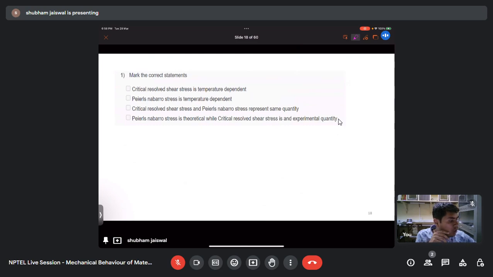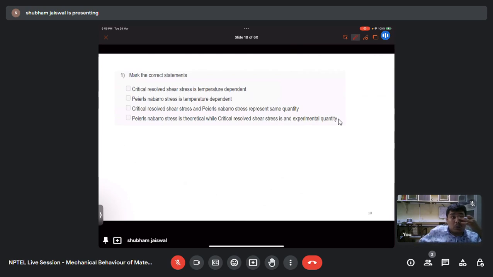So here we have our first question. They are asking us to mark the correct statement. The first statement is the critical resolved shear stress is temperature dependent. The second one is Peierls-Nabarro stress is temperature dependent. The third one is critical resolved shear stress and Peierls-Nabarro stress represent the same quantity. The fourth one, Peierls-Nabarro stress is theoretical, while the critical shear stress is an experimental quantity. Please try to answer it, guys.